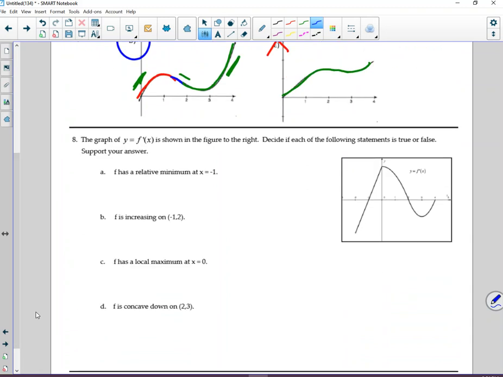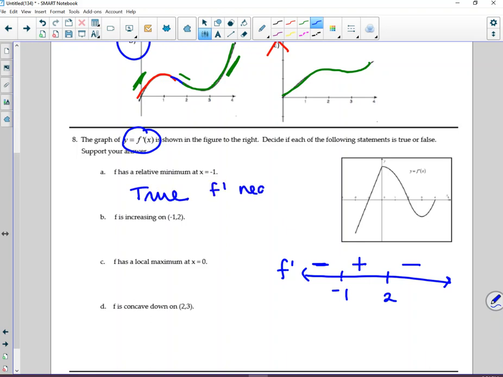Last thing for this section, true or false. This is another good one to practice. F prime, negative, positive, negative, changing at -1, changing at 2. So relative min at -1, true. F prime, negative to positive. Increasing on -1 to 2. True.